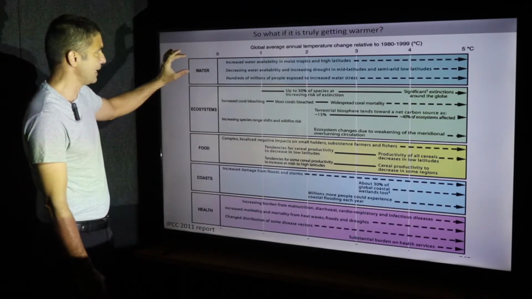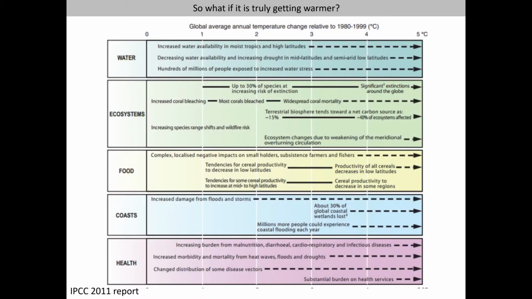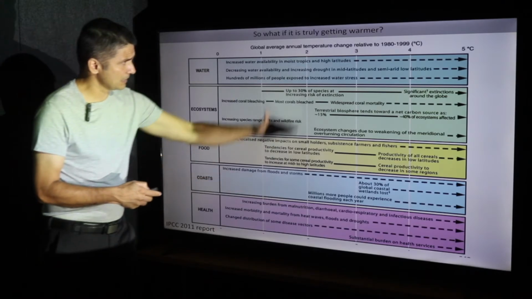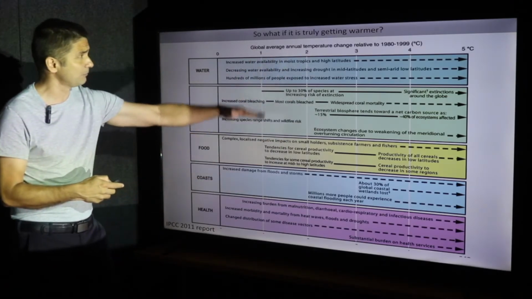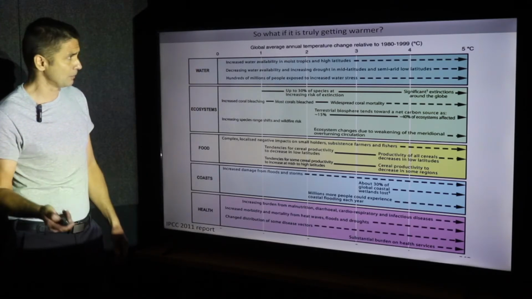So you can see how warming influences water, ecosystems, food, coast, and human health. And again, that was back in 2011. The understanding now is much more severe as we have come to really appreciate firsthand what climate change is doing, not only to ecosystems, but to species. So again, just to summarize, the IPCC has a very nice report pointing out all of these different ramifications of that warming that we see in different aspects of our planet.